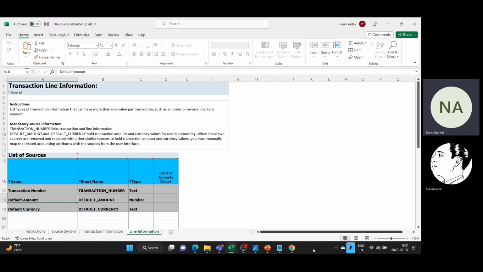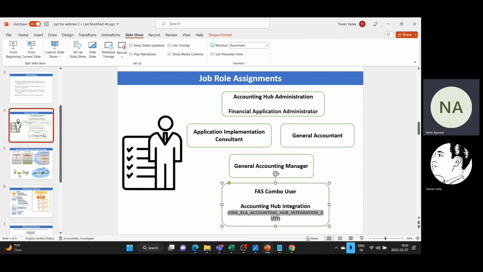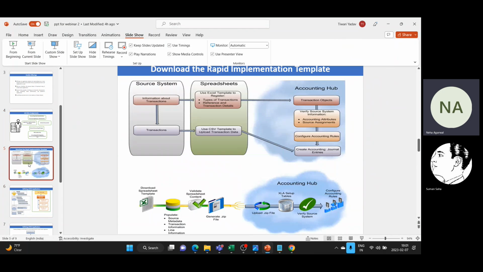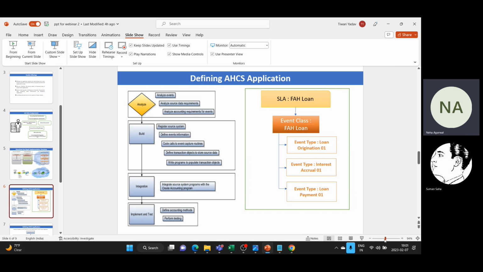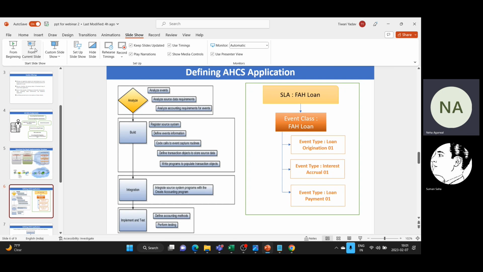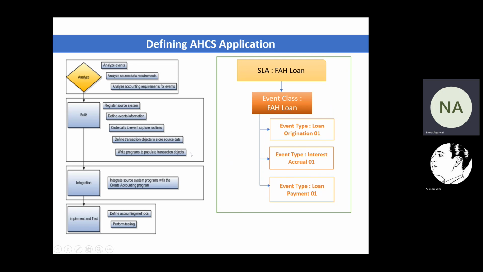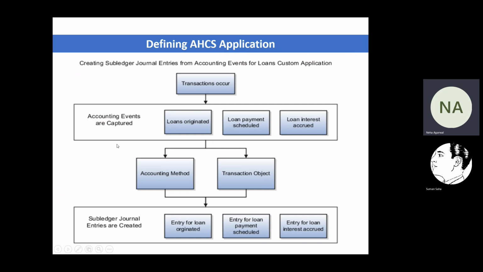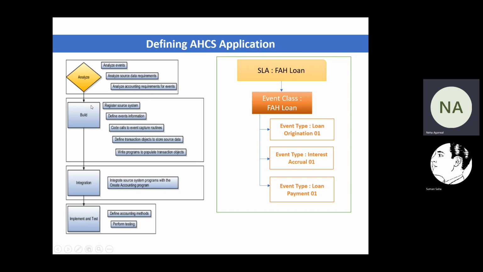So before creating our source system, let's move to our PPT once again. So this was covered. Now I am on the sheet. I'll elaborate on this. So this is an overview of the accounting transformation process. If I talk about this figure: analyze, build, integration, implementation, test. This is the overview of the accounting transformation process, what we are going to do from analyzing the system till the create accounting process.